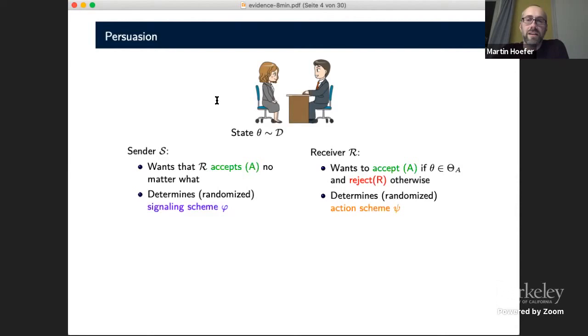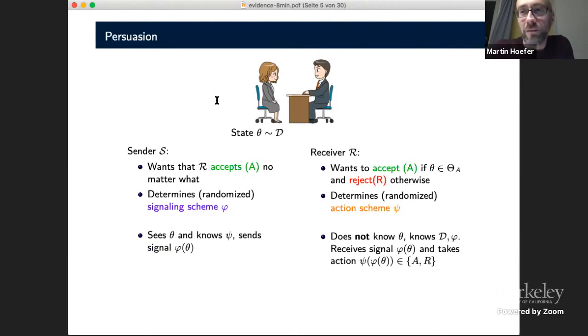Right, so here is the information. The sender actually sees the realization of the state of the world and he knows how the receiver will react. So he then sends a signal. The receiver does not know the state of the world, but he knows the distribution and he knows how this signal comes into place, and then receives the signal and takes an action.